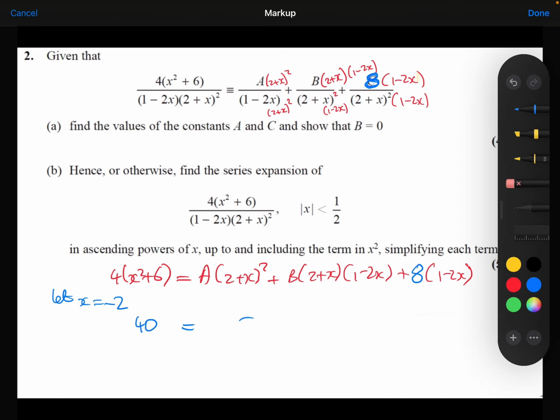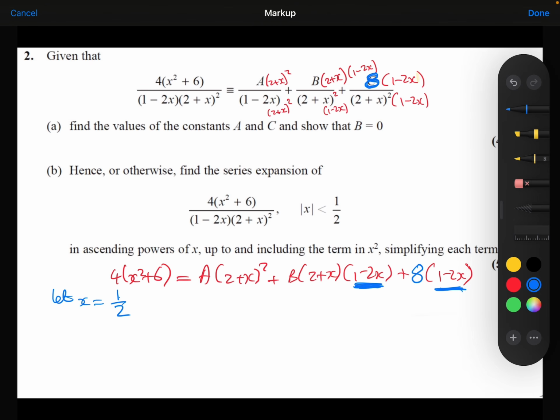Let's now make another substitution. This time I'm going to pick x as 1/2. The reason I've picked 1/2 is that's going to make this term become 0, because 2 times the half is 1, and then the 1 minus that will be 0. So both of these terms will become 0, and I'll be able to work out the a term easily.